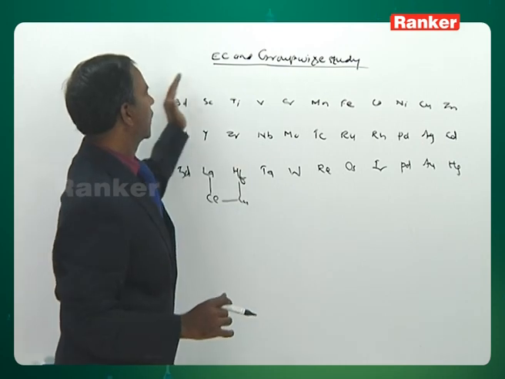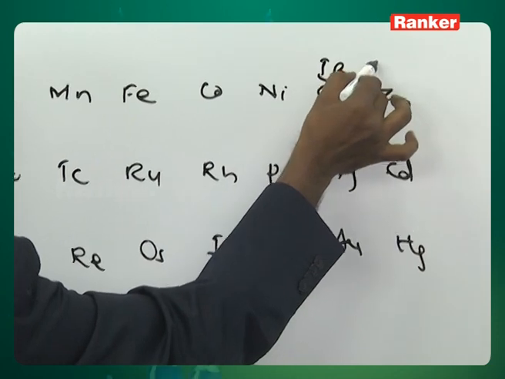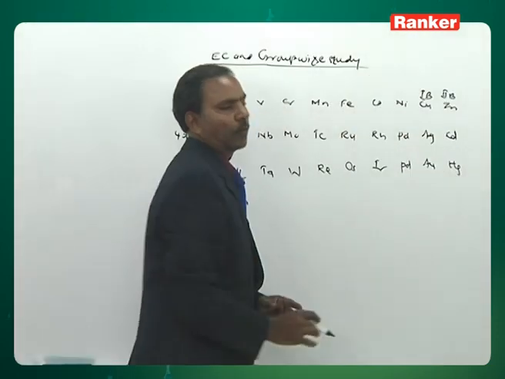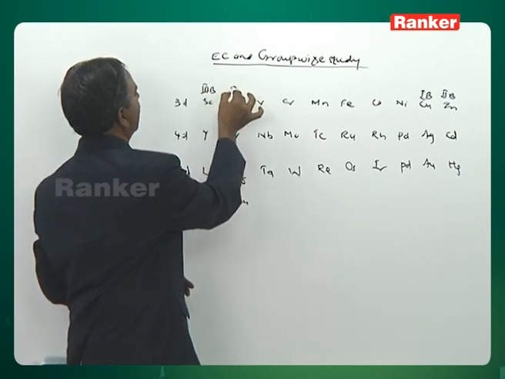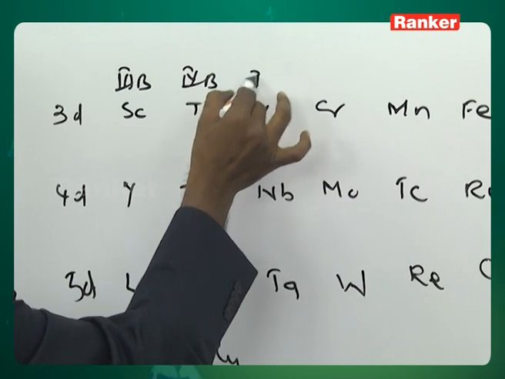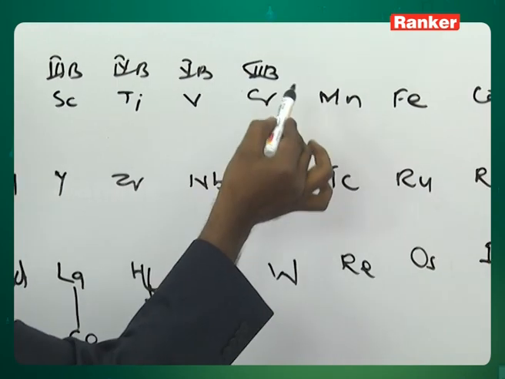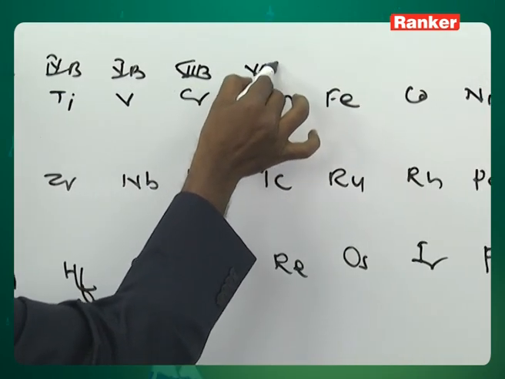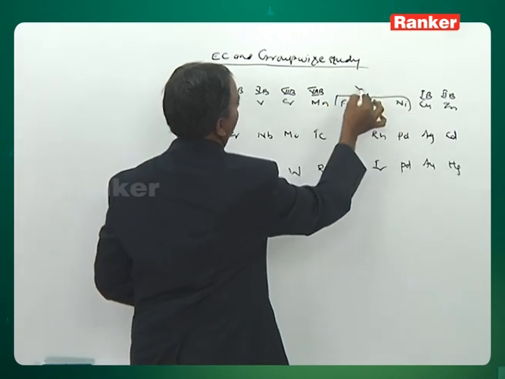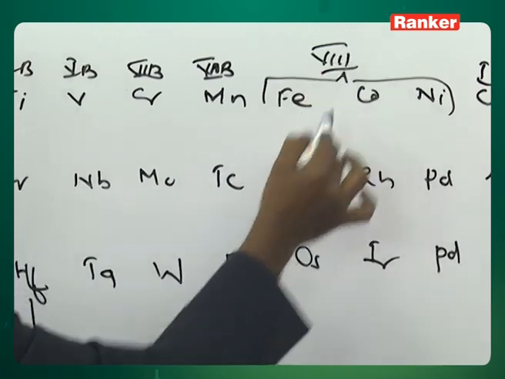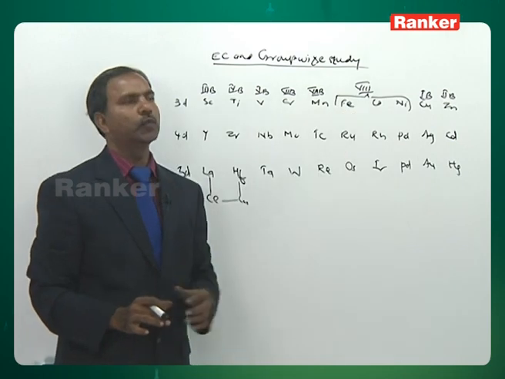The numbering of these group numbers, let me give first. The copper group of elements is first B, and zinc is second B. Then third B and fourth B, fifth B and sixth B, and seventh B. These particular 3 vertical columns, kept under a single group, are called the 8th group of elements. So, first B to 7th B and the 8th group of elements.